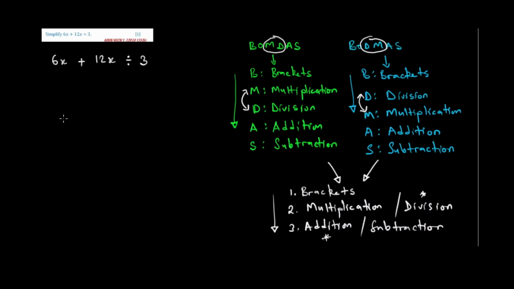So the correct answer panapa is this. Tichati 6x plus, what is 12x divided by 3? 3, 6, 9, 12. Saka 3 anopinda ka 4 muna 12, then x yodzoka yakadaro. Tozoti 6x plus 4x is equal to 10x. That's our final answer and correct answer.